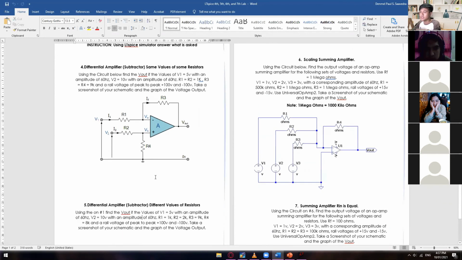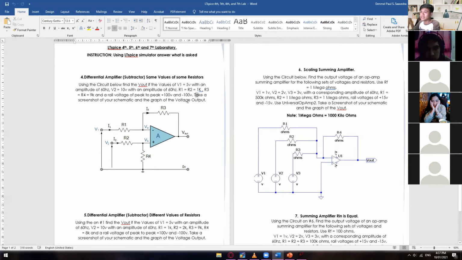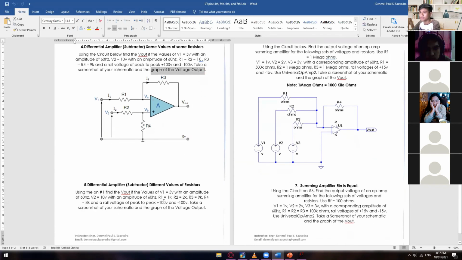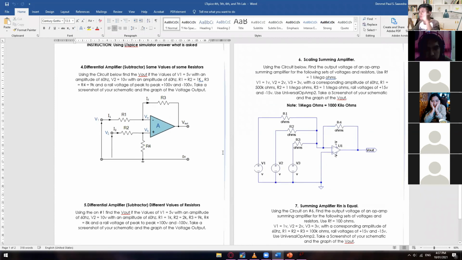Okay, so the same instruction as before. You're going to take a screenshot of your schematic and then a screenshot of your graph of the voltage output. All of them have the same requirement: a screenshot of your schematic and a screenshot of your Vout result.